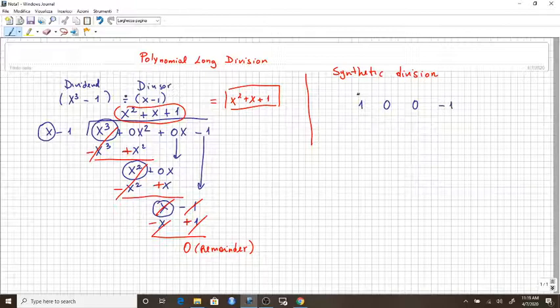Okay? So practically this represents the x cubed column, this represents the x squared column, this represents the x column, and this represents the constant term, so the number column. Alright, so then what you do, you draw these two bars.